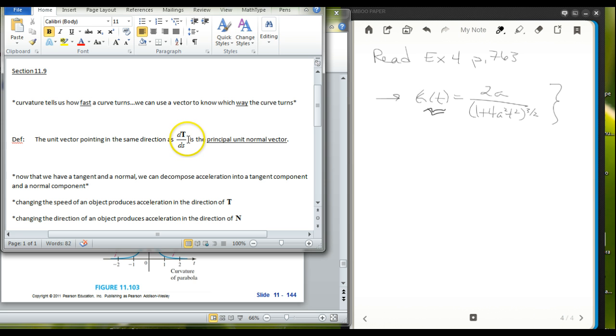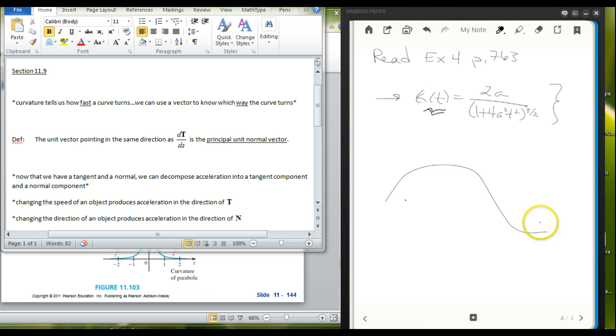So there's one of two choices there, right? Because if we have a path, something like this, our unit tangent vector will point something like that as long as this is the orientation.